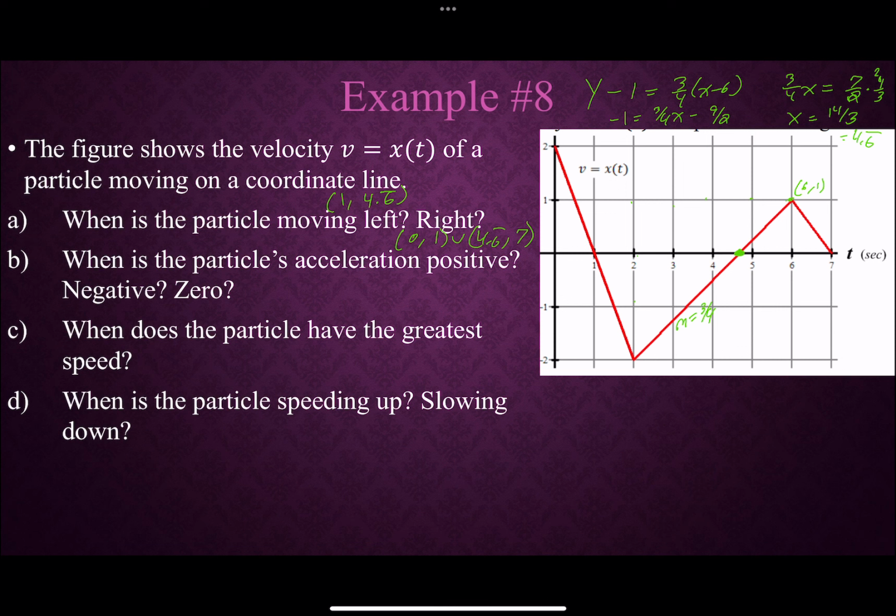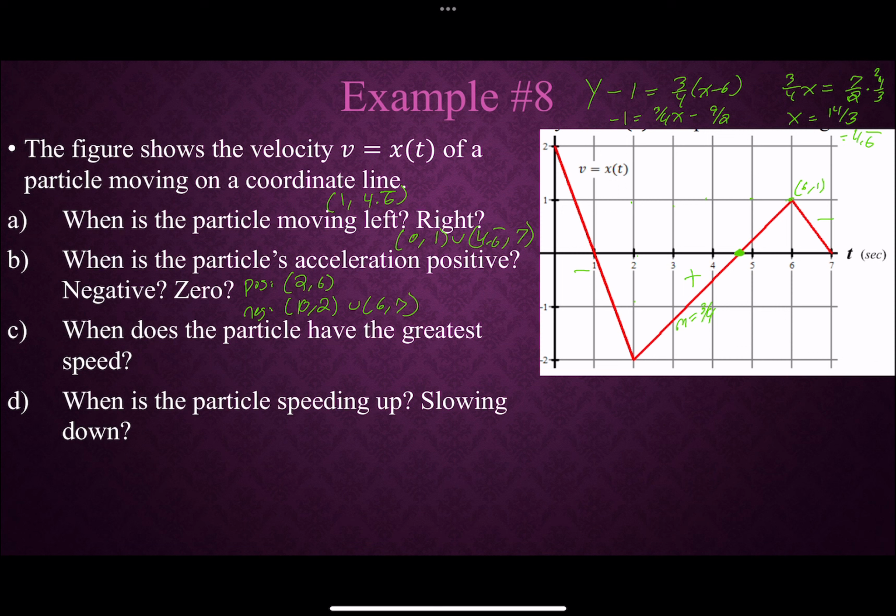Now for part B, when asked about acceleration, this is where we're looking at the slope. So we can see we've got a negative slope from 0 to 2, a positive slope from 2 to 6, and negative from 6 to 7. So acceleration is positive from 2 to 6. Acceleration is negative from 0 to 2, and then 6 to 7.